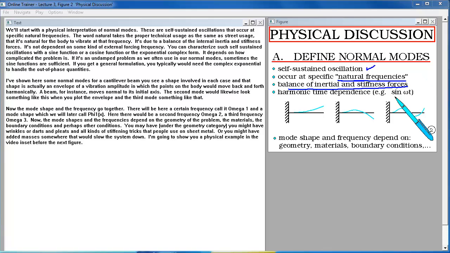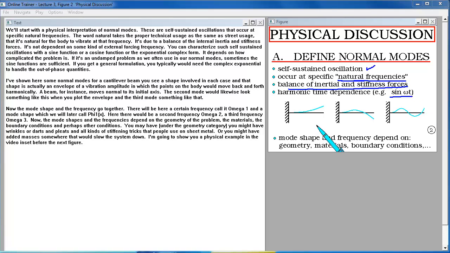You can characterize such self-sustained oscillations with a sine function or a cosine function or the exponential complex form. It depends on how complicated the problem is. If it's an undamped problem, as we often use in our normal mode, sometimes the sine functions are sufficient. If you get a general formulation, you typically would need the complex exponential to handle the out-of-phase quantities.